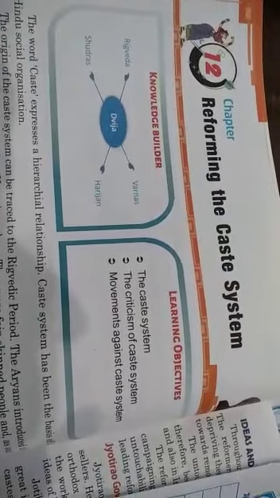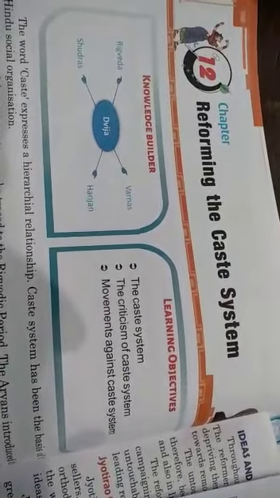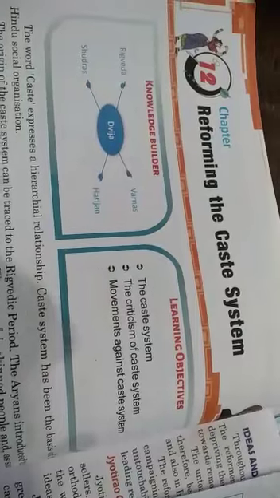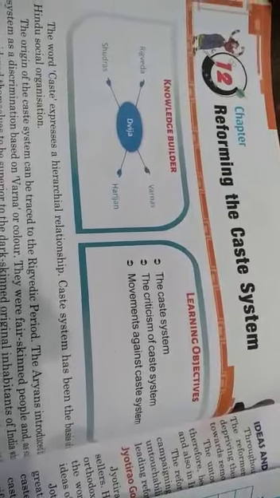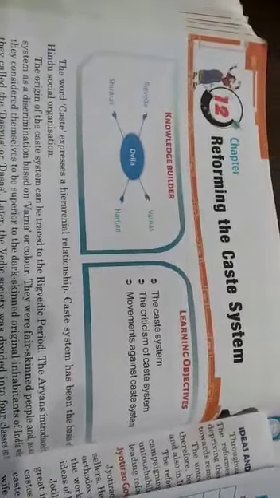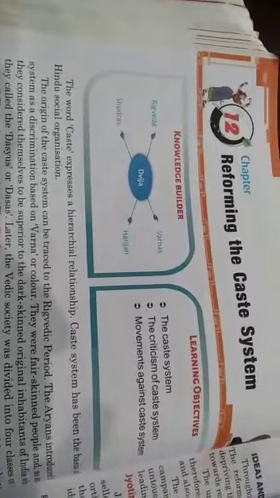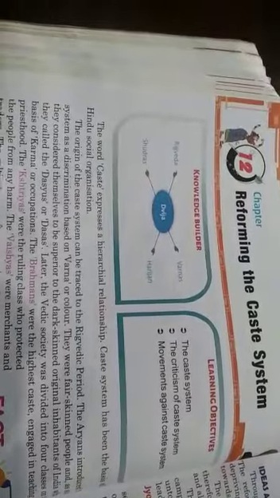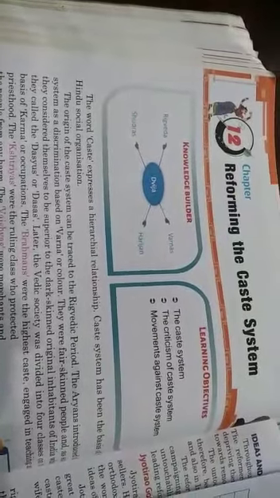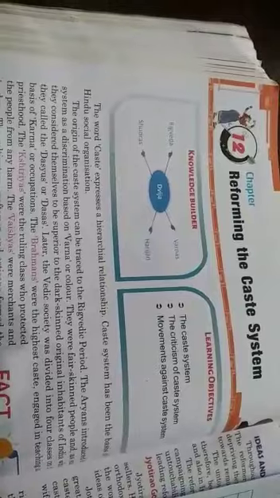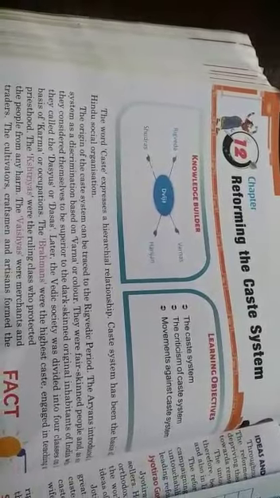Today we will start our chapter, Chapter number 12. The name of the chapter is Reforming the Caste System. The word caste expresses the hierarchical relationship. It relates to our generation. The caste system originated from the Rigvedic period. The Aryans introduced the caste system.